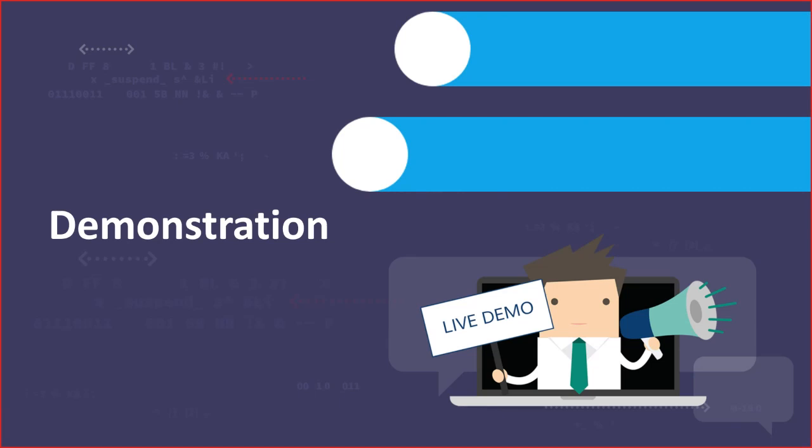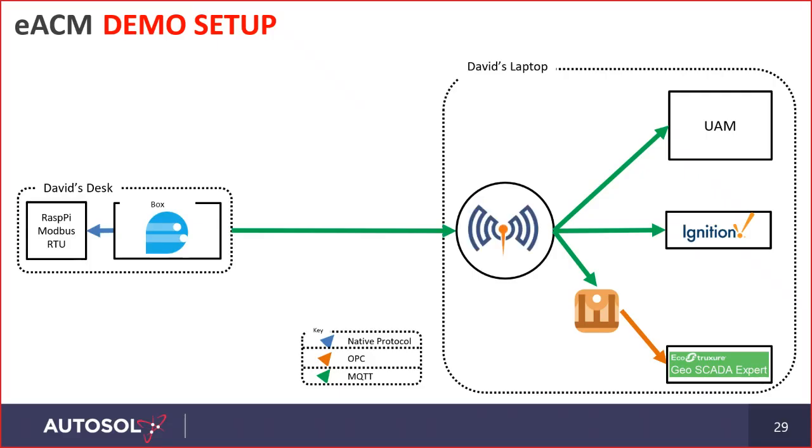So here we are at the demonstration portion. So here is a lookout of what I have on my desk right now. Working from left to right, sorry, I have a Raspberry Pi running a Modbus RTU simulation. So I'm going to focus a lot on tags 40,001 and up.